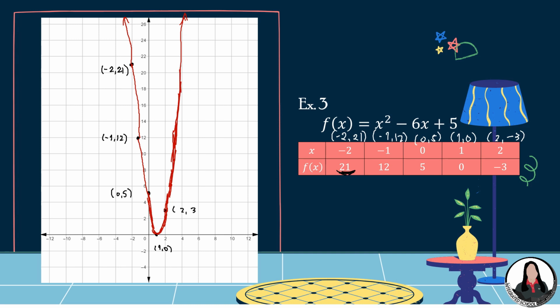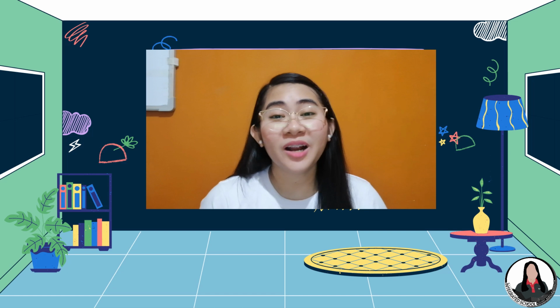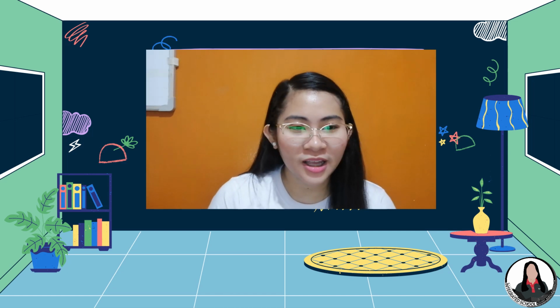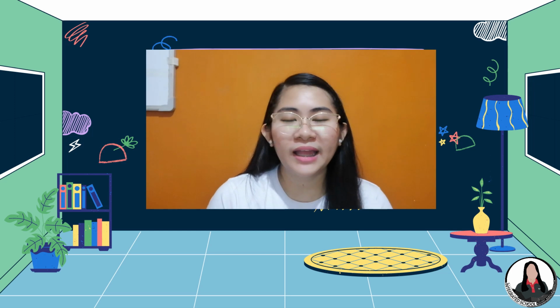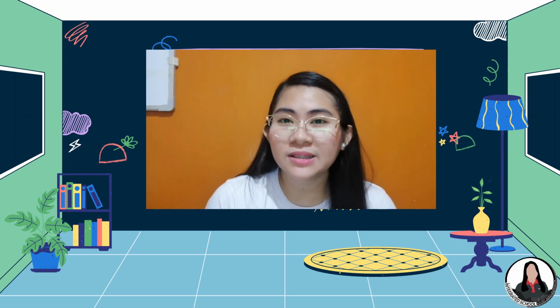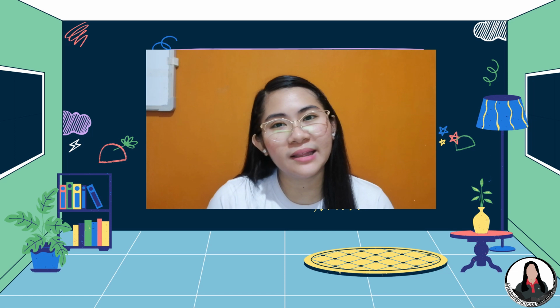Kaya ko lang ipinakita dito is para malaman nyo how to plot the points of the parabola. Okay? So again, this is a rough illustration ng parabola na dapat maging itsura ng ating graph ng quadratic function. So we are halfway done with our lesson. We are done discussing the quadratic function and its forms, such as the table of values and its graph.